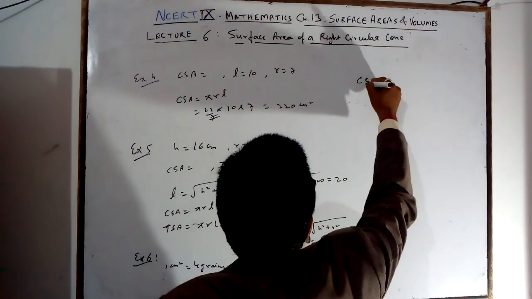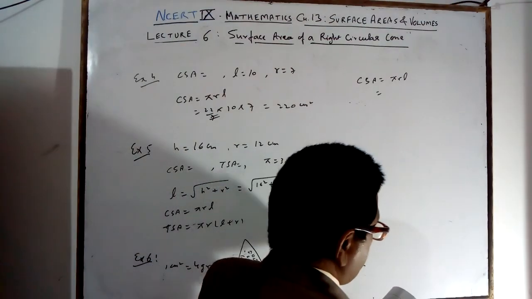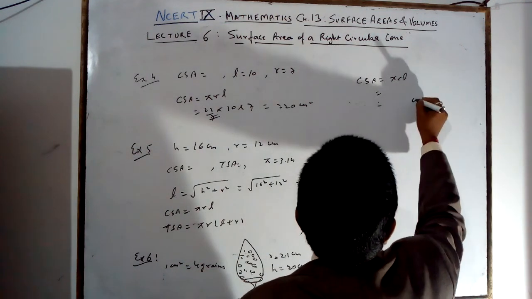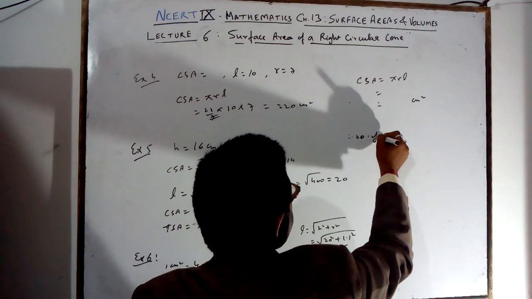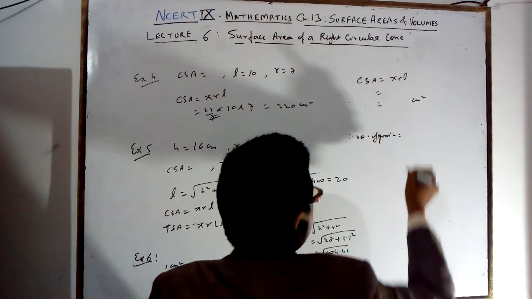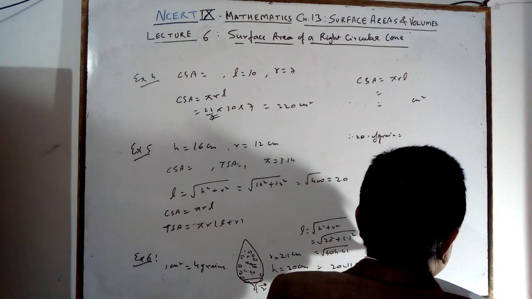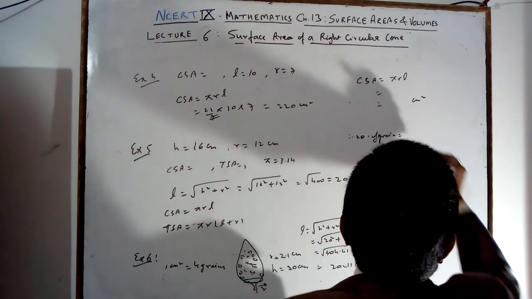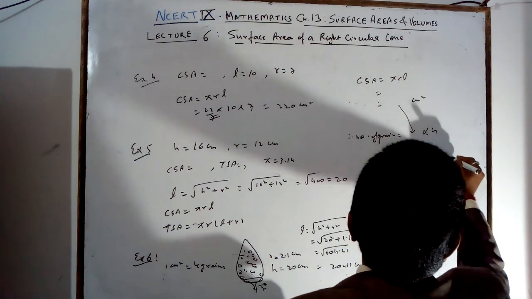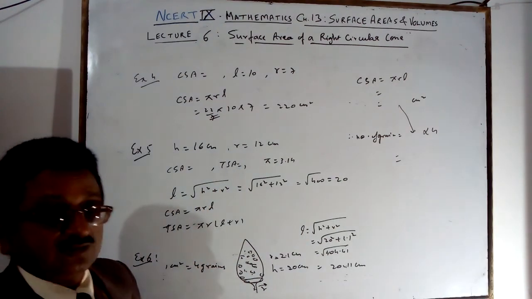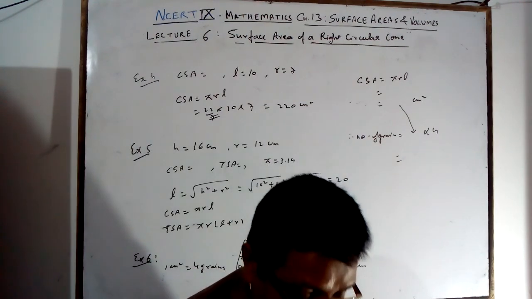CSA of this is pi r l. Put the values and you will get your answer in centimeter square. Then number of grains is equal to your answer multiplied by 4. Number of grains means this area multiplied by 4, and you will get your answer. If it is a decimal, you can convert. A very simple question is given, and I hope you can do it. It is a solved example.